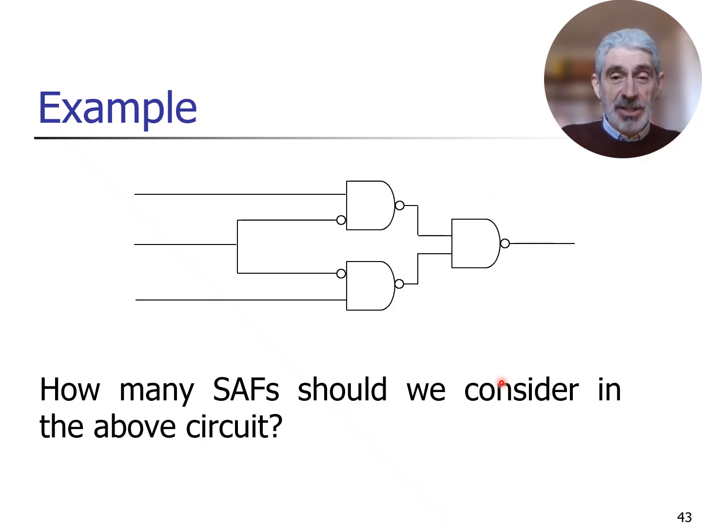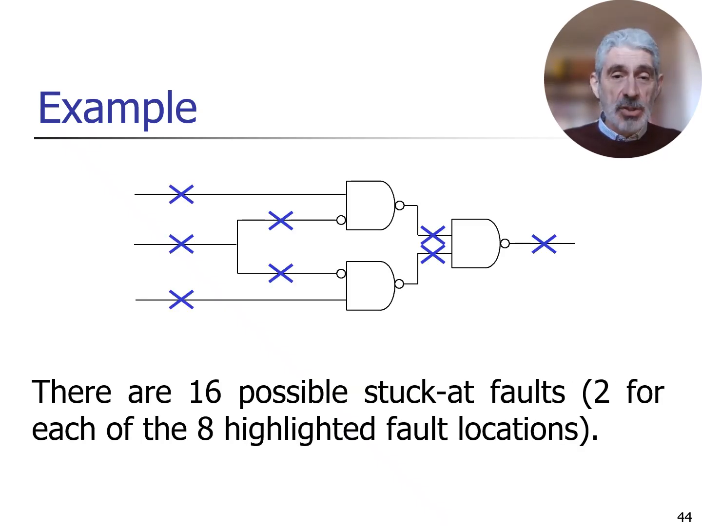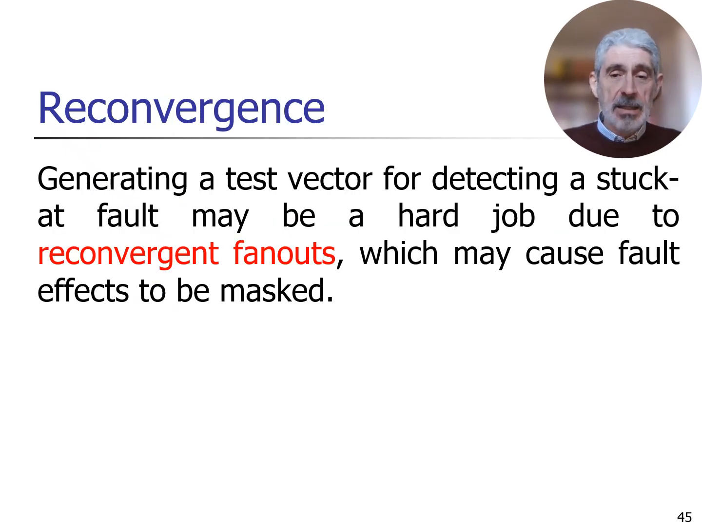Let's come to a further example. Let's consider this circuit with a fan-out branch. In this case, let's compute how many stuck-at faults we should consider. Well, let's start with the fault locations. They are marked here. As you can see, there are 8 possible fault locations, providing up to 16 possible faults.